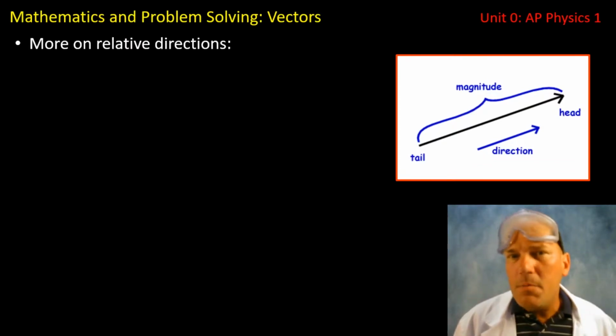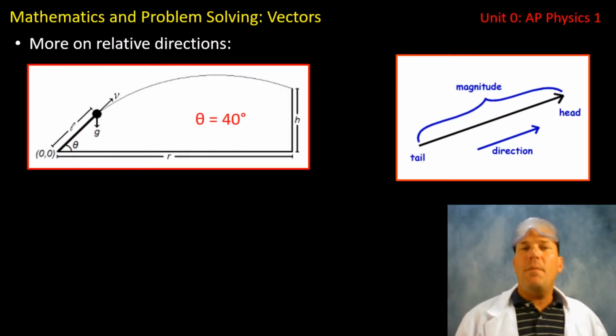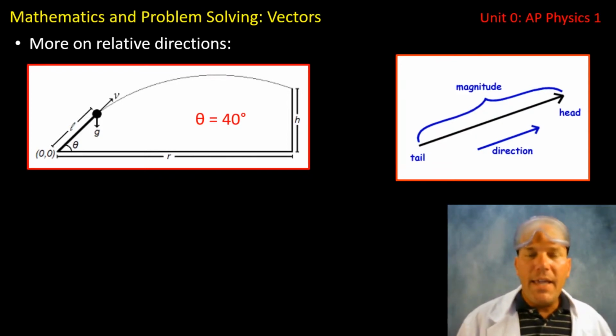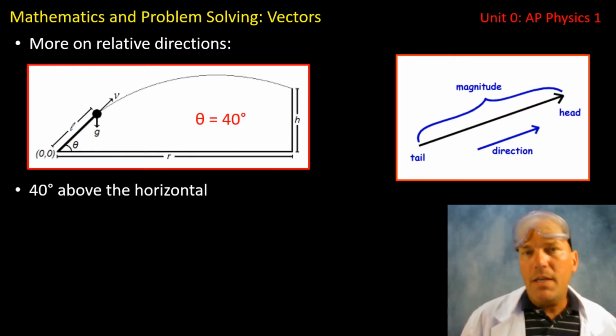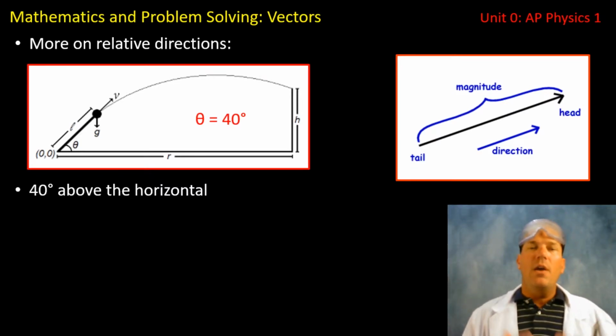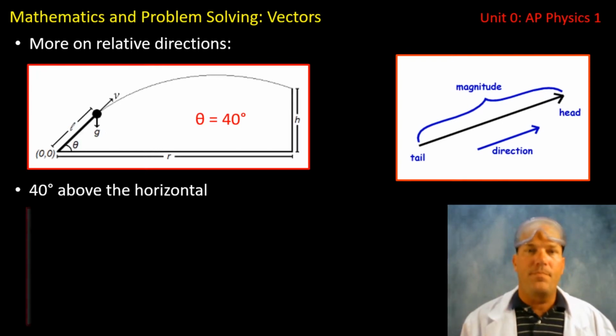Let's talk a little bit more about relative directions. Here we have an object that is projected. It is launched at a 40-degree angle above the horizontal. Okay? See how this describes the direction relative to a position or the horizontal position.